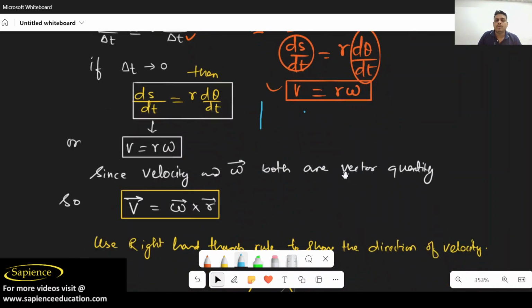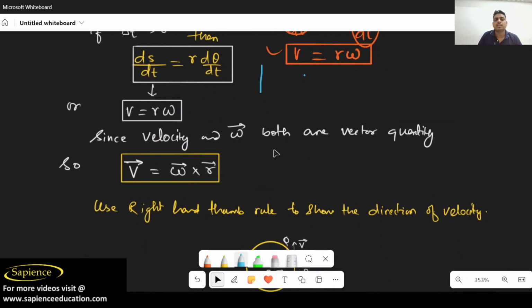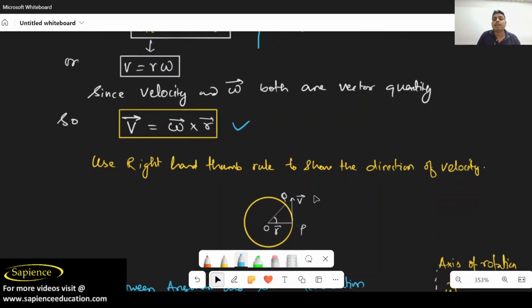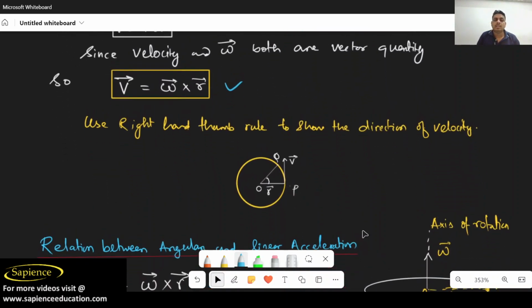Now V is square. Since velocity and omega are both vector quantities, velocity is equal to omega cross r. Why is this written as omega cross r? Try to understand here. Velocity is in this direction.